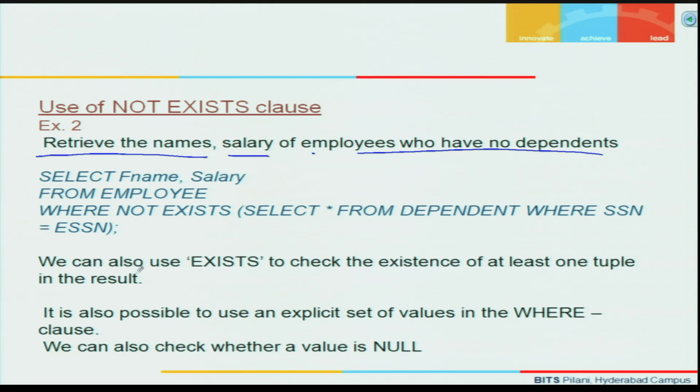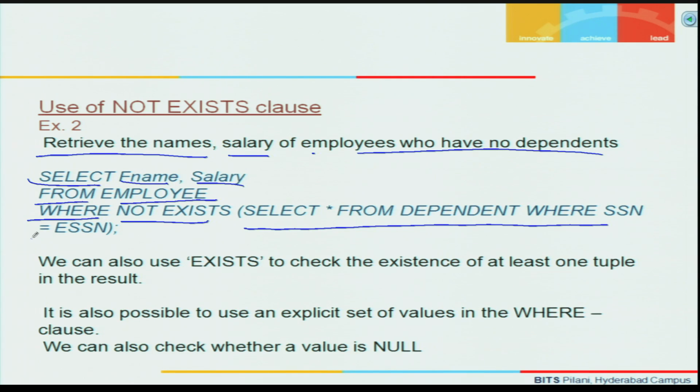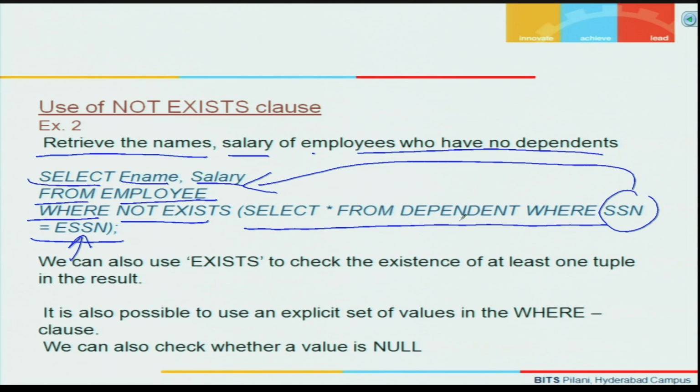Now, select FNAME, salary from employee table where not exists. When I execute this, it is going to be a correlated nested query, because this SSN is an attribute which belongs to the outer query relation and ESSN is the attribute which belongs to the inner query relation. So for every tuple in the outer query, that is the employee relation, every time the SSN is going to change, and every time it will check whether there is any tuple available in the dependent table with SSN equal to ESSN.